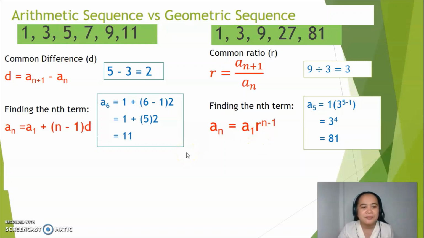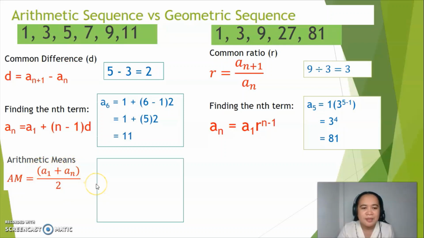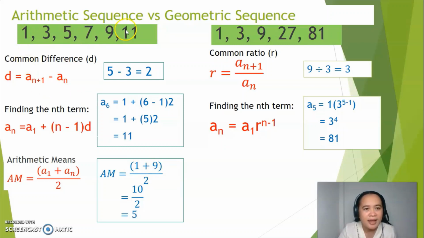Another topic: arithmetic means. To get the arithmetic mean, or simply the average, that would be a term plus another term divided by 2. For example, identify the arithmetic mean of 1 and 9, or the first term and the fifth term. So that would be 1 plus 9 divided by 2. The result would be 5. So therefore, the arithmetic mean of 1 and 9 is basically 5.